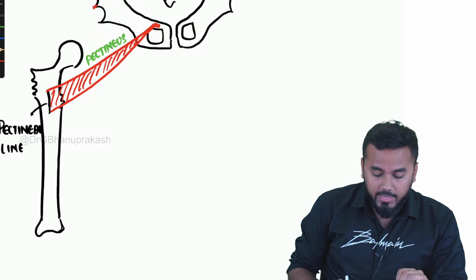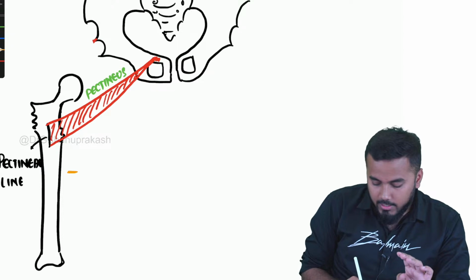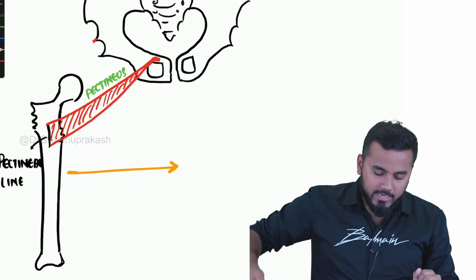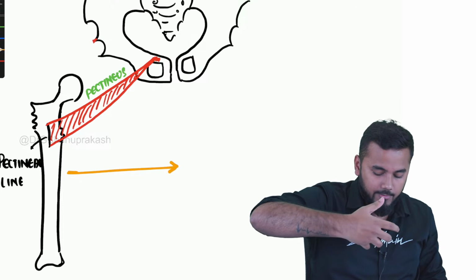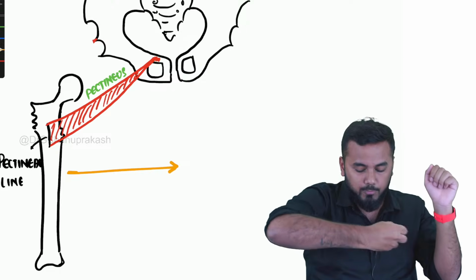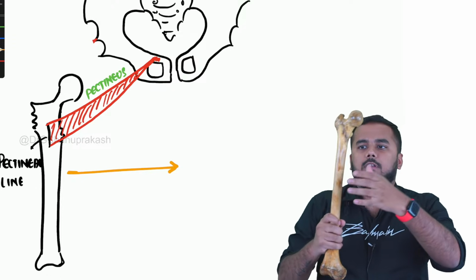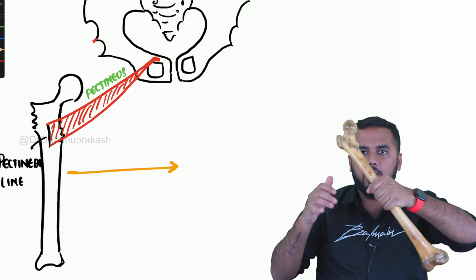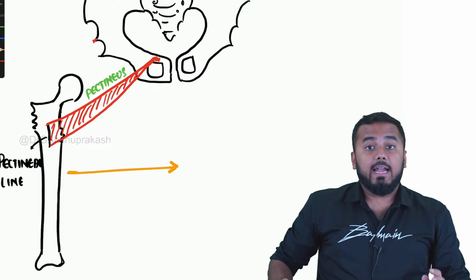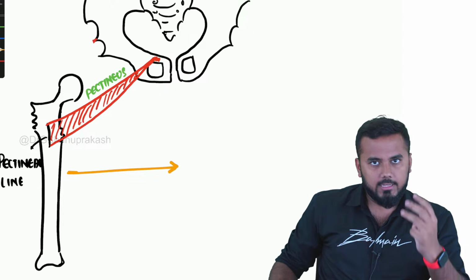Look here. If I am moving my femur medially, right? What action am I doing? For example, let us say I'm contracting the pectineus muscle, right? The pectineus muscle is catching and contracting like this. It is pulling. When it is pulling, the femur will move medially, isn't it? So all these are called adductors. There are three types of adductors, guys.